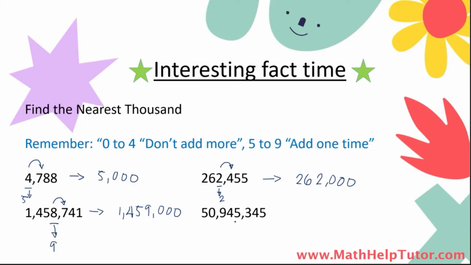And last is this number. So the thousands place has a digit of 5. Again, we look at the digit to the right, and that is 3. Remembering our rhyme, 0 to 4, don't add more.